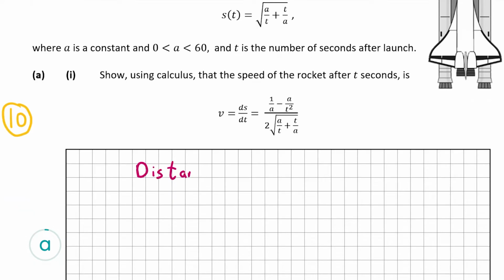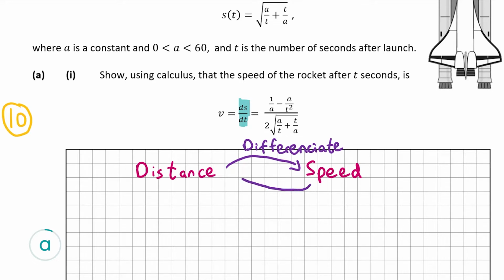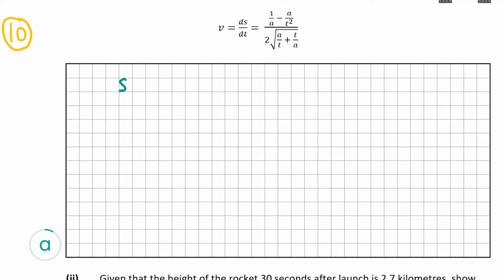Now the formula s of t is the distance, and to go from distance to speed you can differentiate. Here we're told that the speed of the rocket is given by ds/dt, which you may not always be told. So just keep in mind that if you're given the function for the distance, to find the speed, just differentiate that function. If you're given the function for speed and you want to find the function for distance, just integrate the function for speed. So now let's differentiate s of t.